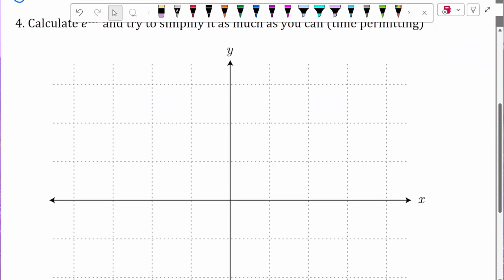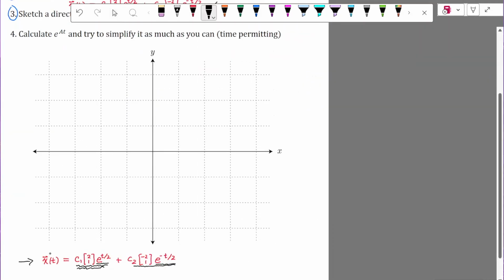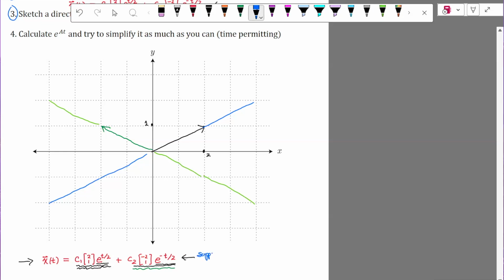Let's go to this plot grid and plot what that might look like. I've put the solution here down below so we have it for reference. Let's first think about how to plot the 2, 1 component of the solution. That 2, 1 vector will look like this. And the eigenline extends with the same slope. The minus 2, 1 vector can be plotted like this. And its eigenline is also going to extend with the same slope.